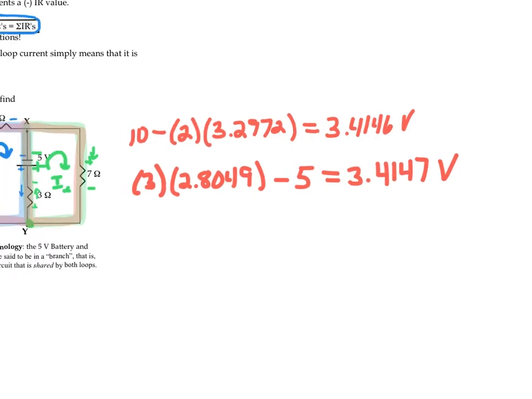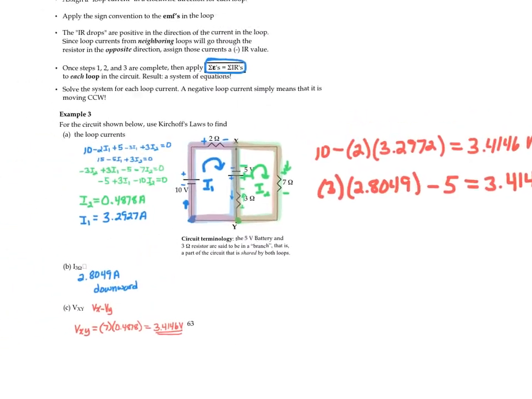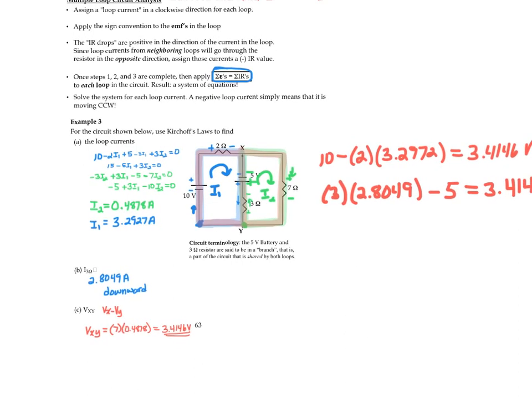Those 3 voltages are exactly the same. So either way, we've got the voltage Vxy is essentially 3.41 volts. So that is one way of using Kirchhoff's voltage law and Kirchhoff's current law to solve for the currents and voltages in a circuit.